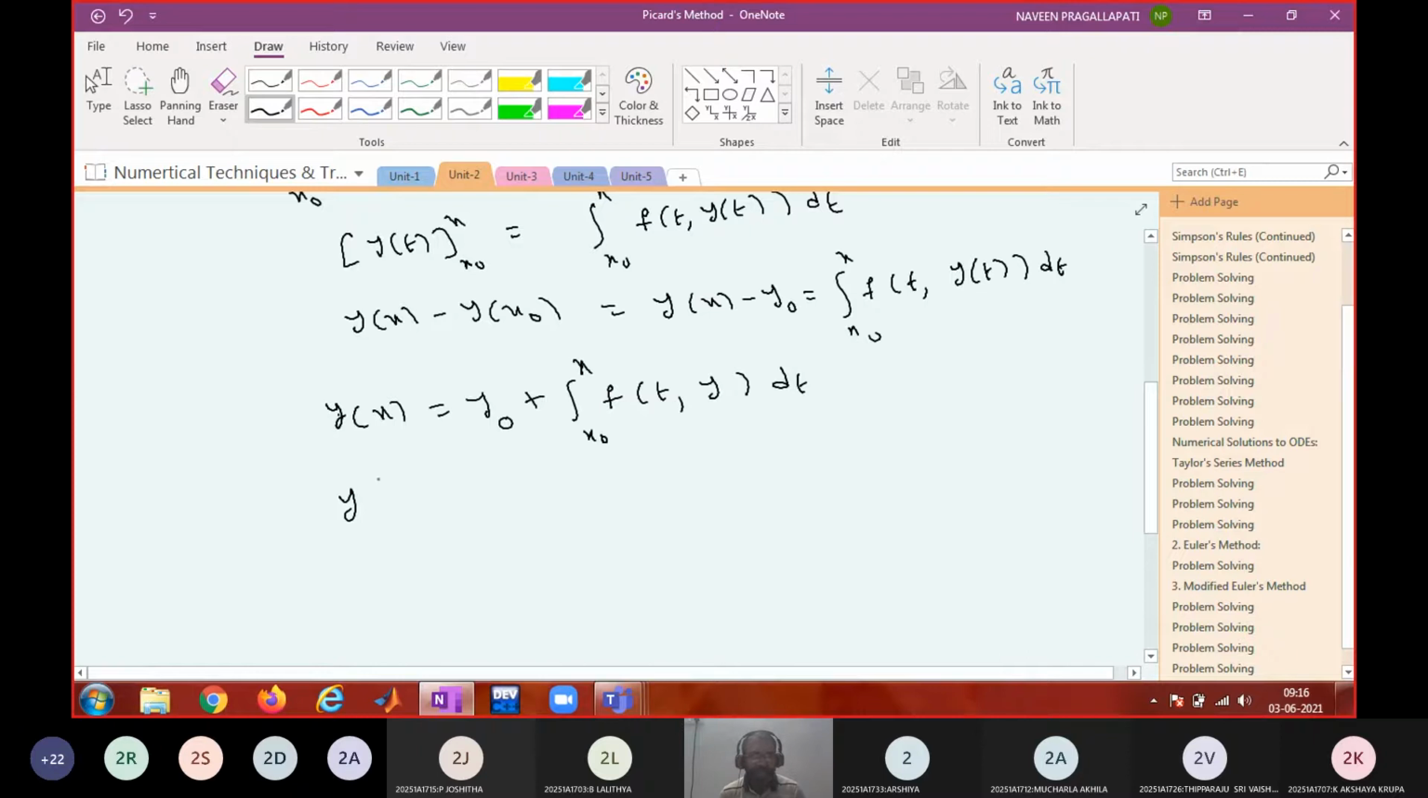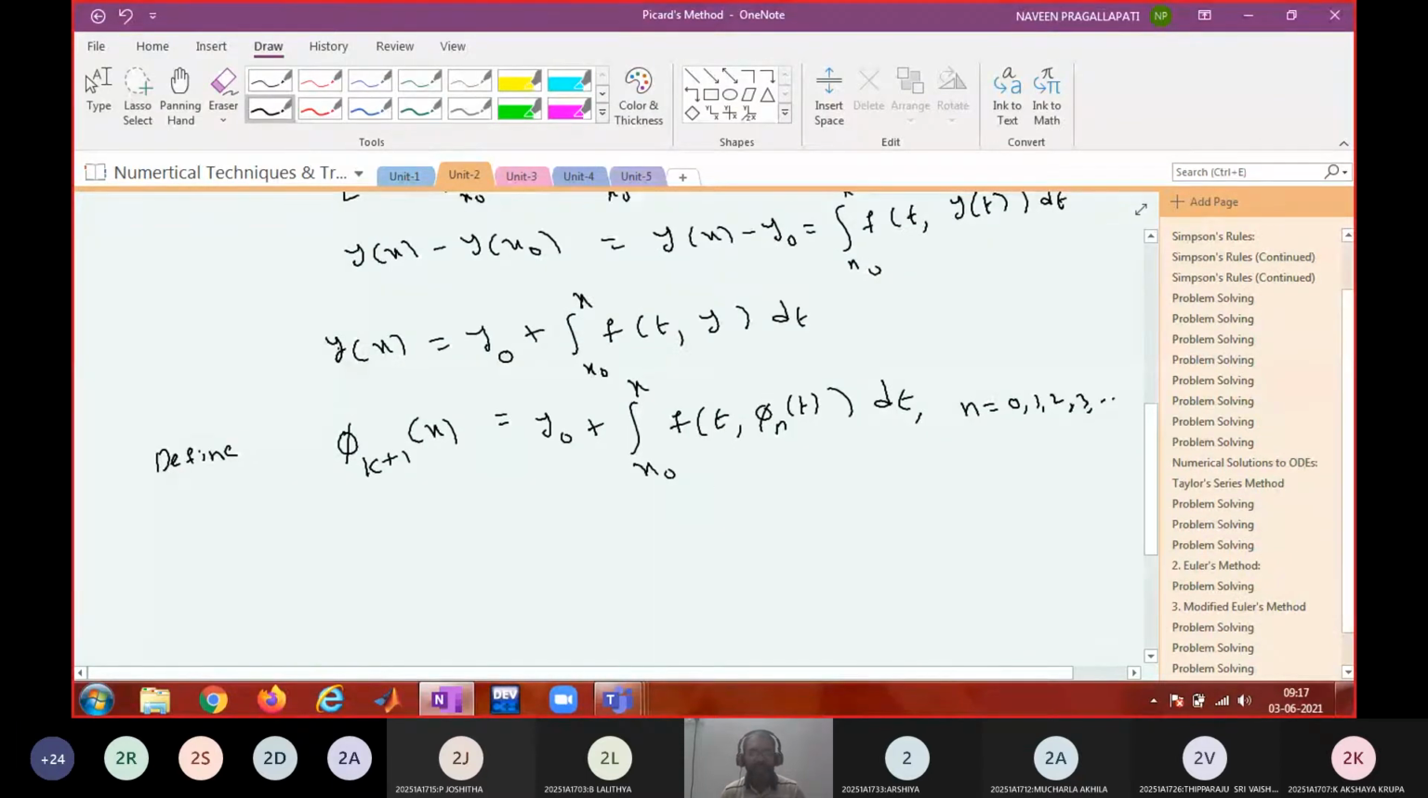We will define a sequence of approximations like this. Define phi n plus 1 of x, or you may say phi k plus 1, just to show the iteration. Phi k plus 1 of x is equal to y naught plus the integral from x naught to x of f of t comma phi n of t dt, where n equals 0, 1, 2, 3 and so on.